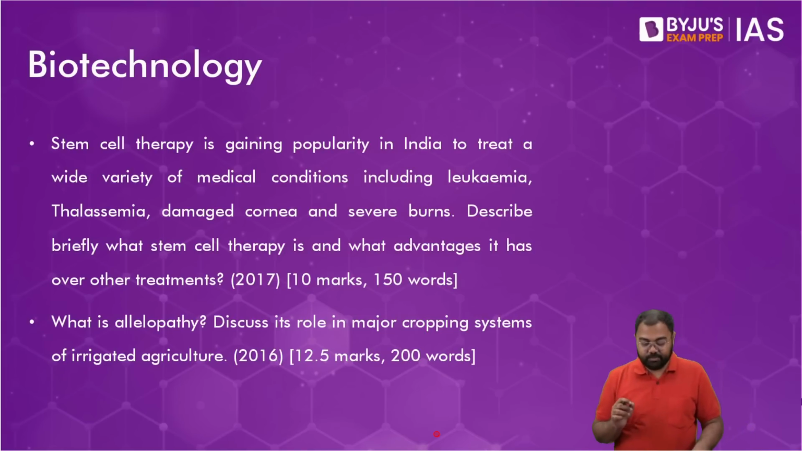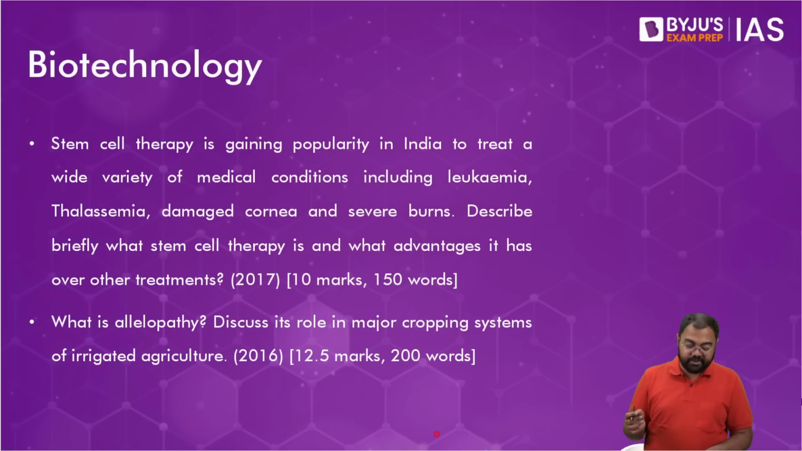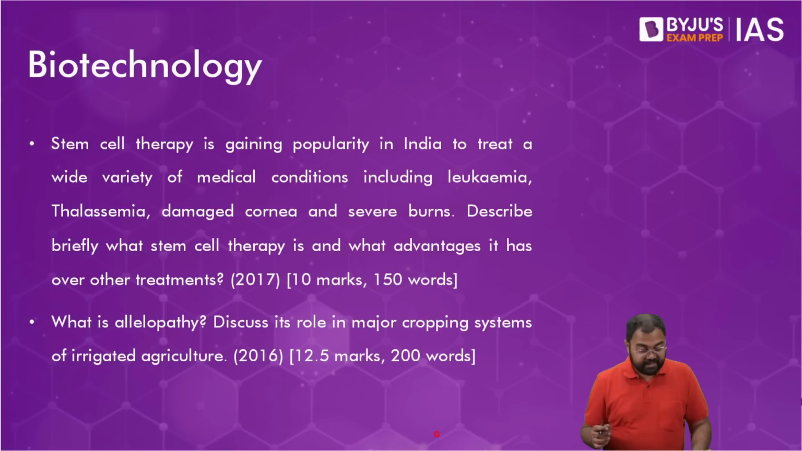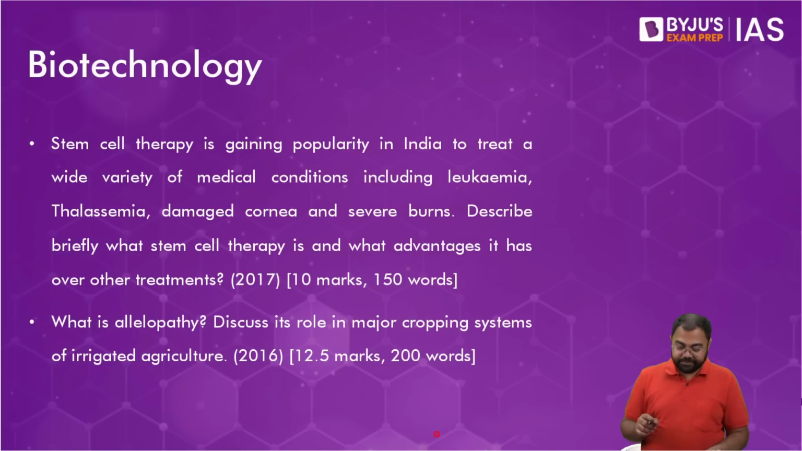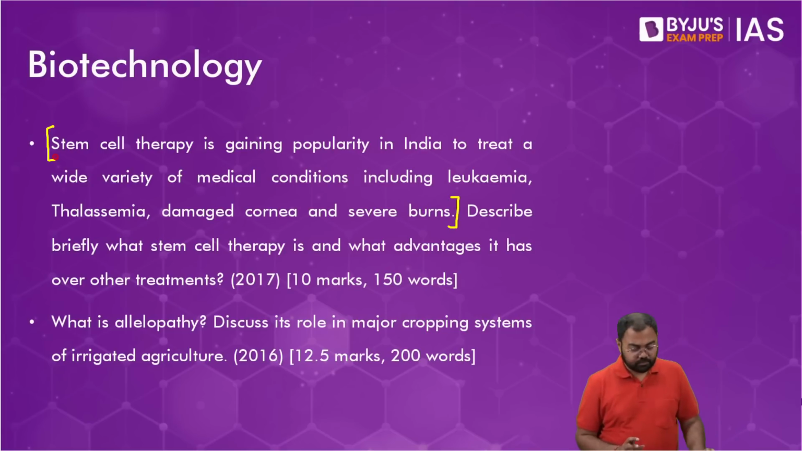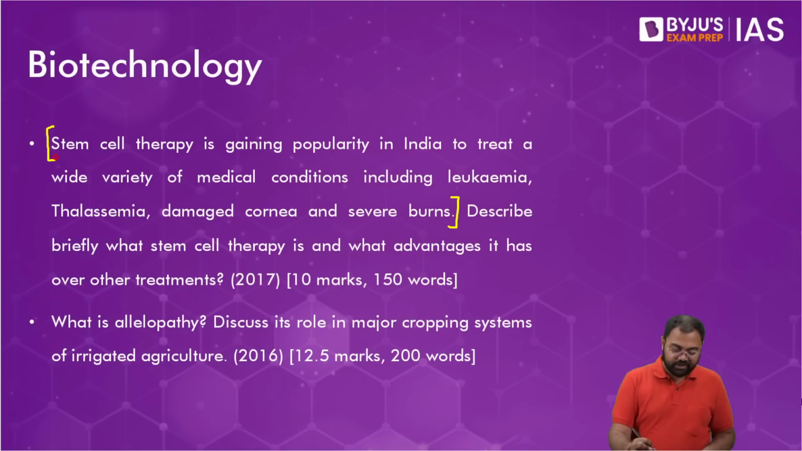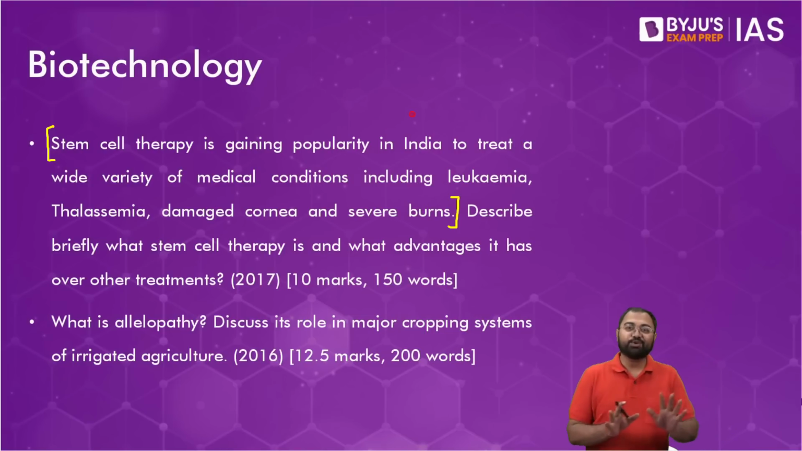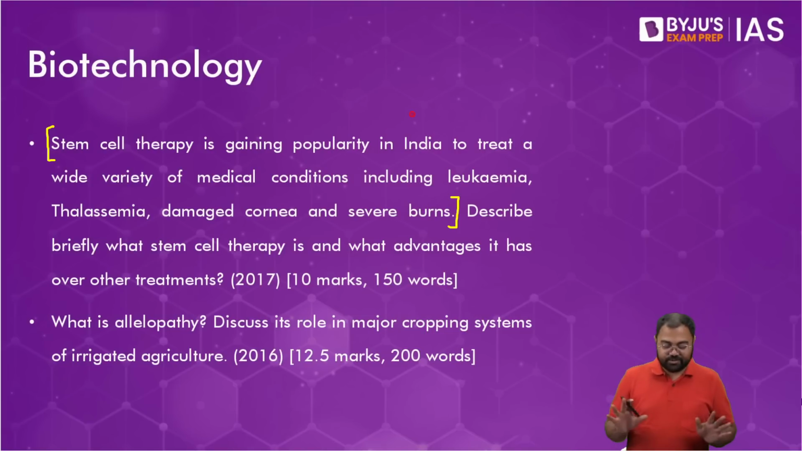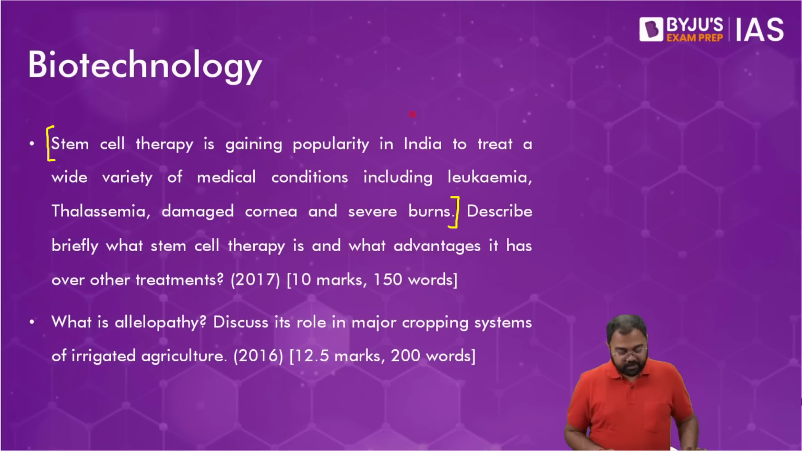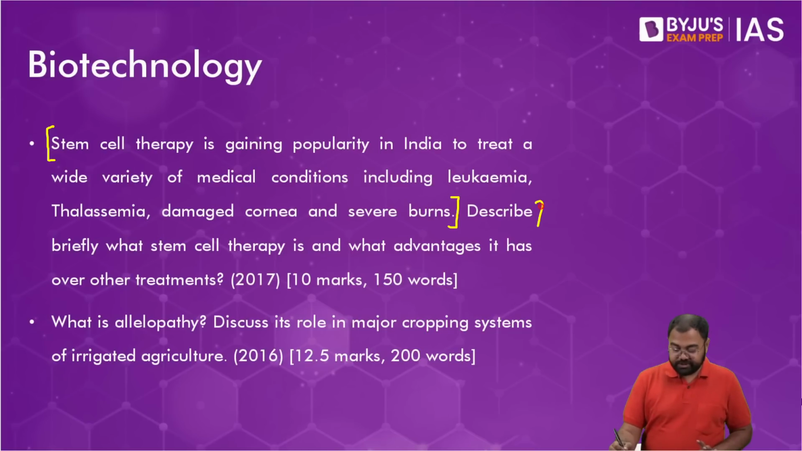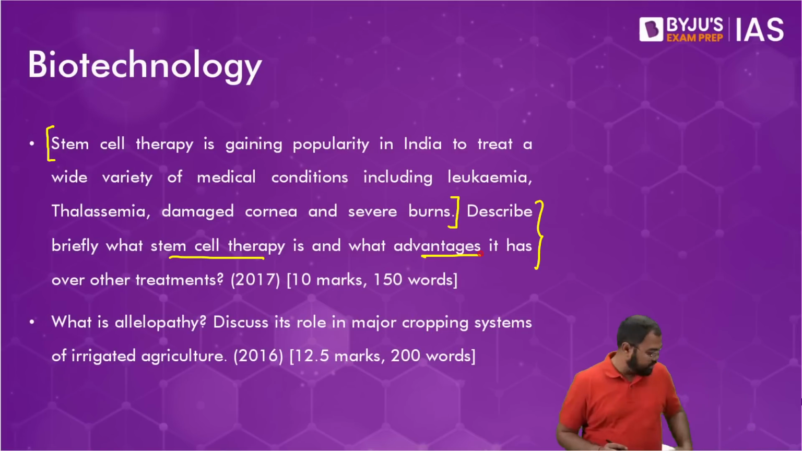Stem cell therapy is gaining popularity in India to treat a wide variety of medical conditions, including leukemia, thalassemia, damaged cornea, and severe burns. Describe briefly what stem cell therapy is, and what advantages it has over other treatments. So from here until here, there's no question, correct? What is this? They are just being a fan of stem cell therapy, right? They are just talking about the advantages of stem cell therapy. So until now, the question hasn't begun. Here the question starts. Describe briefly what is stem cell therapy and the advantages that it has over other treatments.